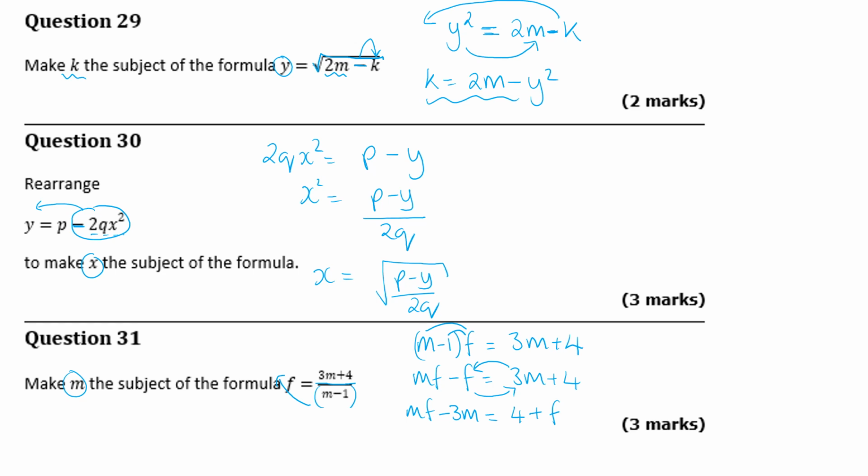And then your next move, going from having m appearing twice, is to take it out as a common factor. So it'll be m times f minus 3 in brackets is equal to the 4 plus f. And then m now only appears once. It's times by all of that bracket. So to undo that times, we're just going to cross multiply and take all of that bracket to the other side. So m will equal 4 plus f divided by f minus 3.